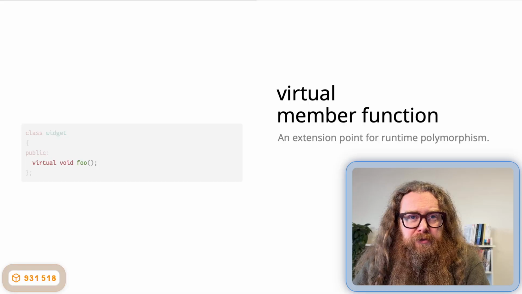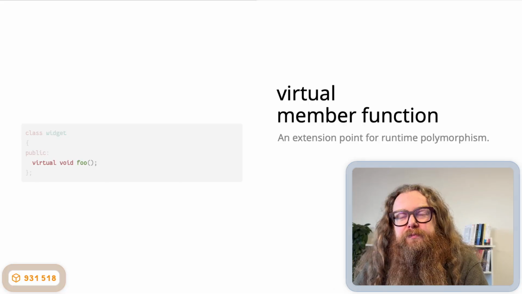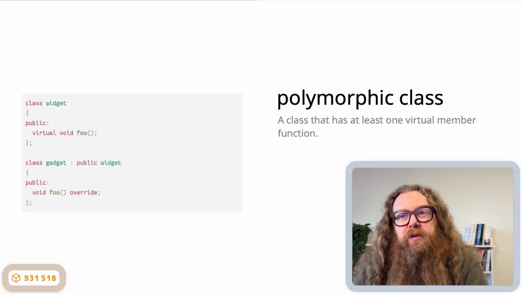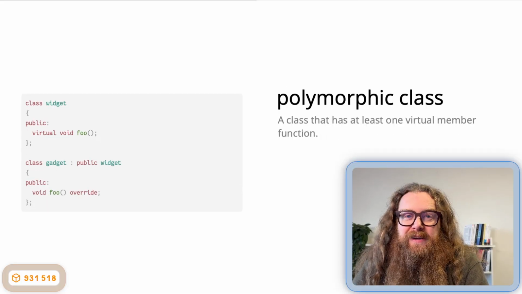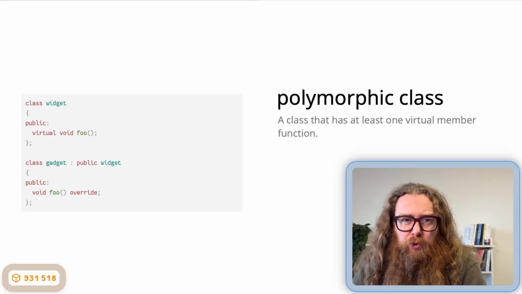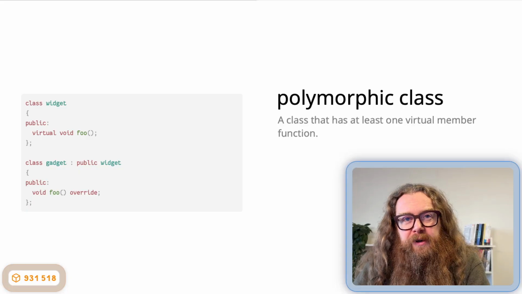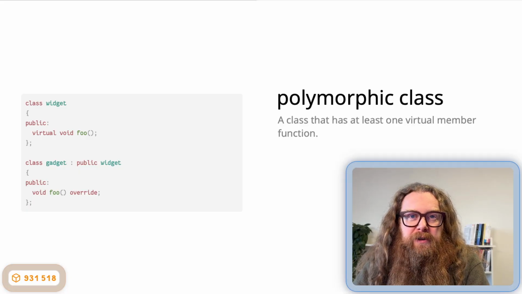Member functions can be virtual. Virtual member functions are extension points for runtime polymorphism. A class that has at least one virtual member function is called a polymorphic class or base class. Derived classes can override functions from the base class.